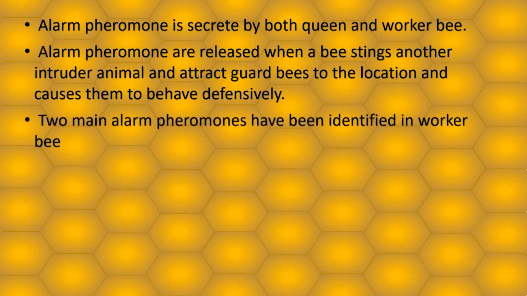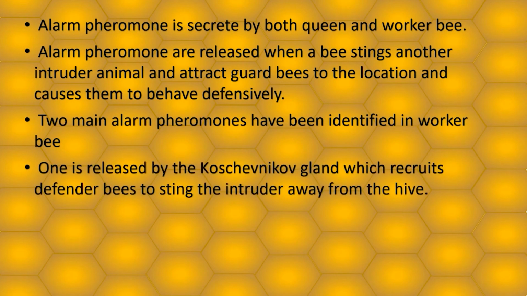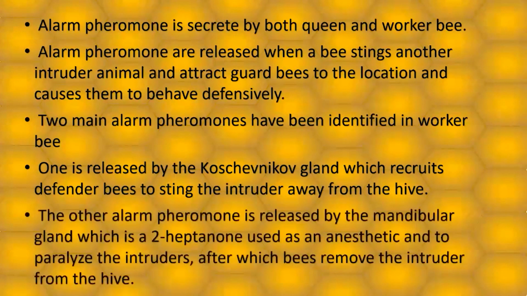Two main alarm pheromones have been identified in worker bees. One is released by the Koschevnikov gland, which recruits the defender bees to sting the intruder away from the hive. The other alarm pheromone is released by the mandibular gland, which is 2-heptanone, used as an anesthetic and to paralyze the intruders, after which bees remove the intruders from the hive.